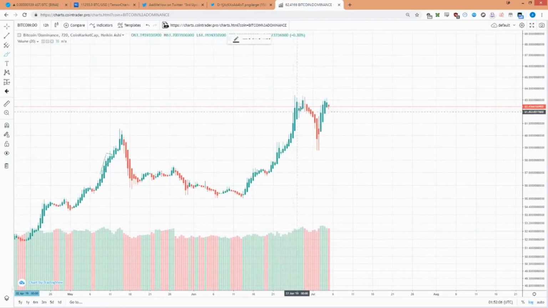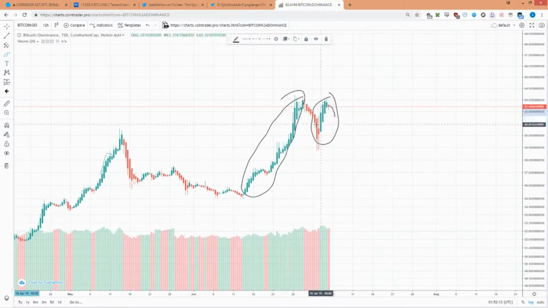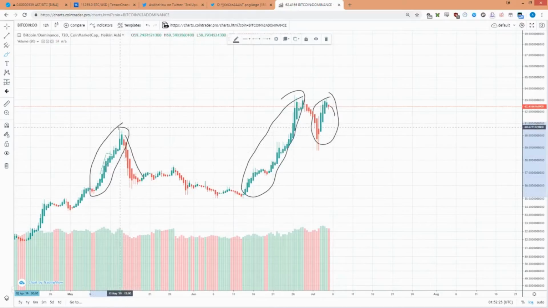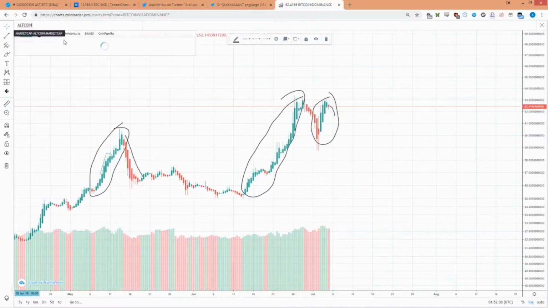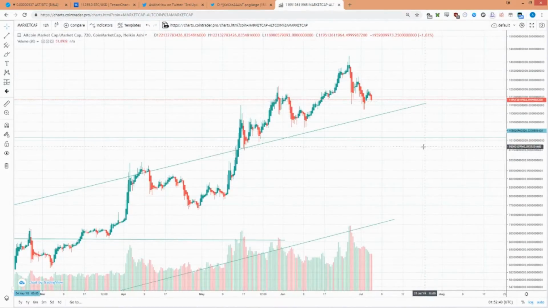You don't want to be buying alts here. You don't want to be buying alts now. If it starts printing red candles, that's when you maybe start buying alts, because it's very slow. It follows the trend, so if the trend is against you, you don't want to be in it. And you can also look at the altcoin market cap. These are charts that cointrader.pro has, all this information.